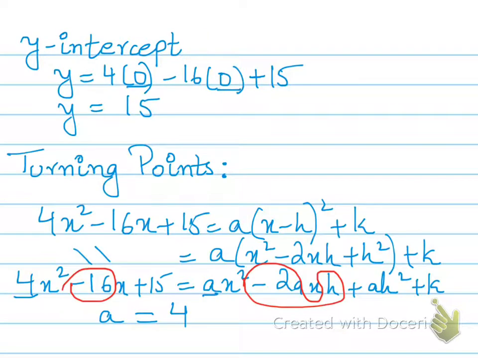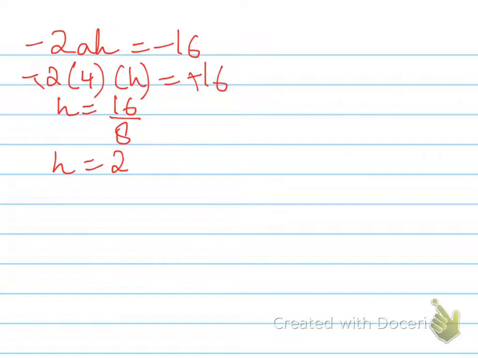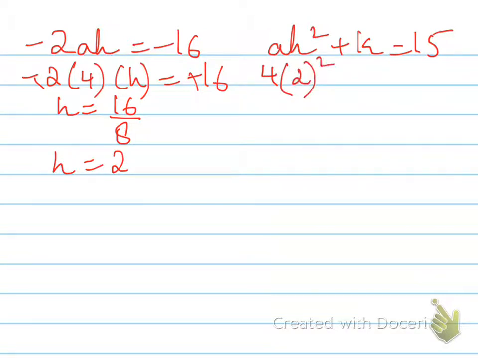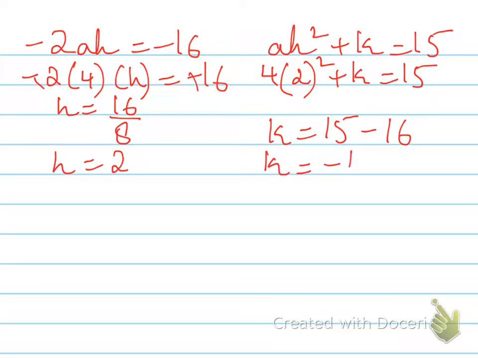Comparing the constant terms on both sides, we see that on the left hand side the constant term is 15 and on the right hand side it is ah squared plus k. Substituting the values of a and h in the equation, we can find the value of k. The value of k is found out to be minus 1. So the turning point is 2 and minus 1.